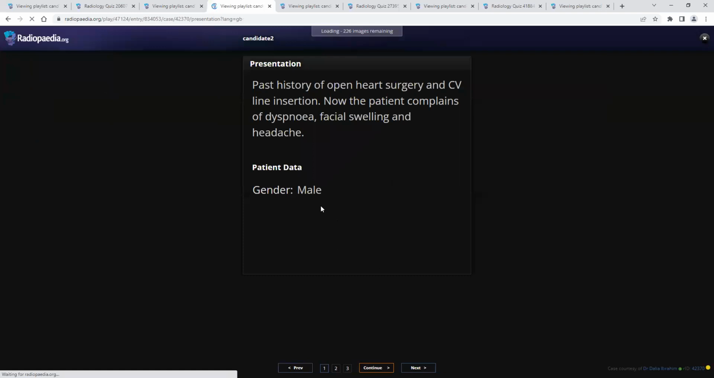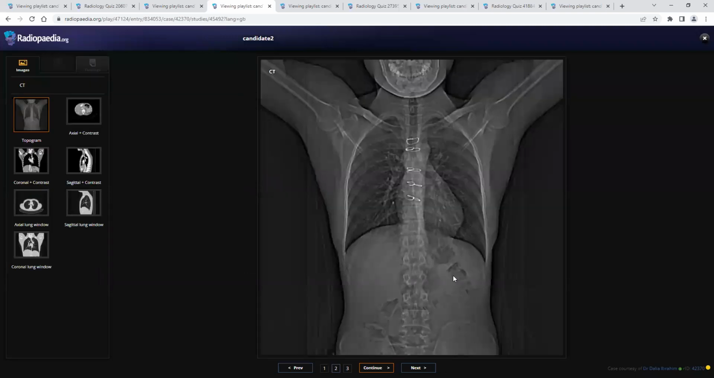This is the patient who underwent open heart surgery and central line insertion, and now he is presenting with some upper abdominal and facial symptoms. But time is over.